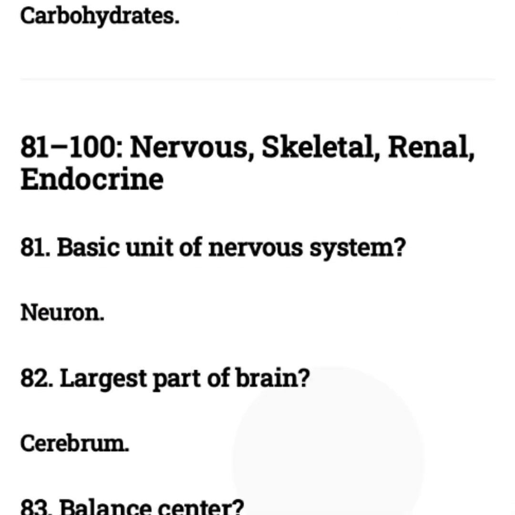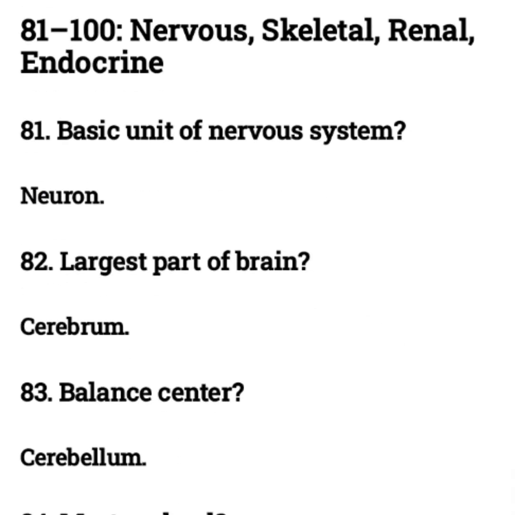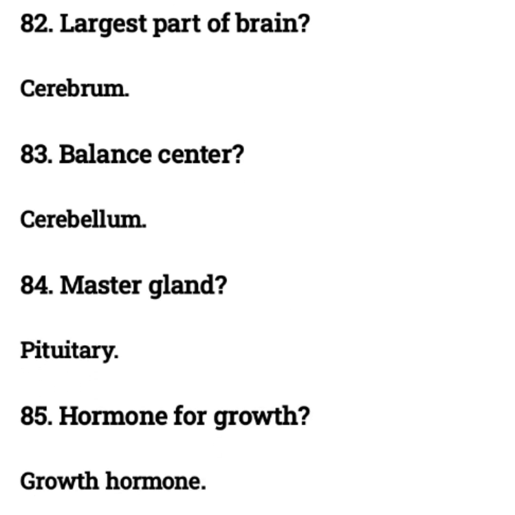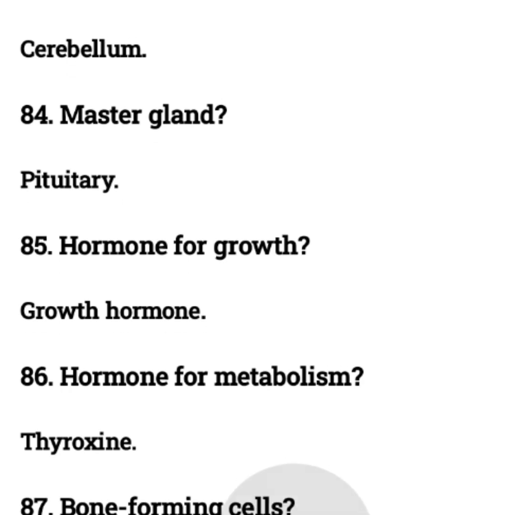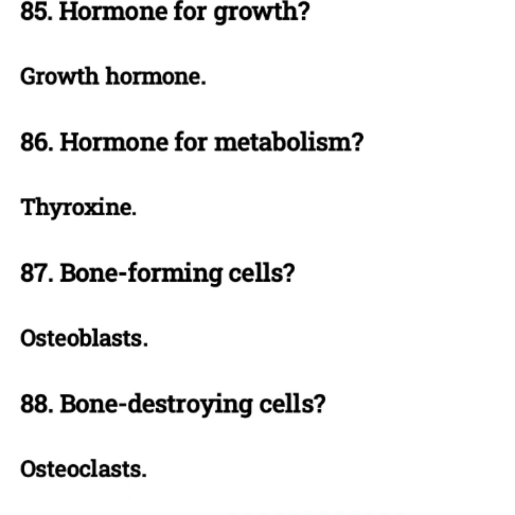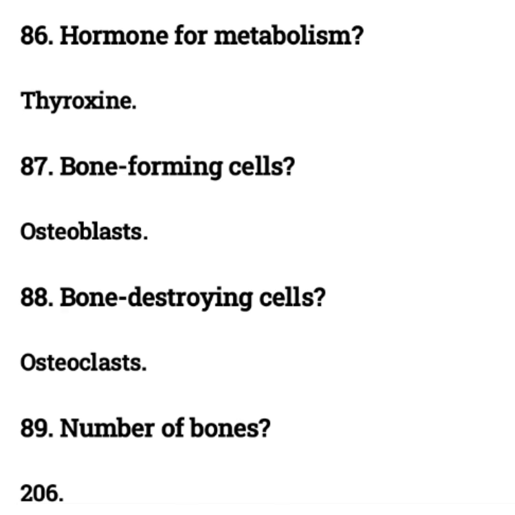Basic unit of nervous system, neuron. Largest part of brain, cerebrum. Balancing center is present in cerebellum. Master gland is also called pituitary gland. Hormone for growth, growth hormone. Hormone for metabolism, thyroxine. Bone forming cells are called osteoblasts. Bone destroying cells are called osteoclasts.